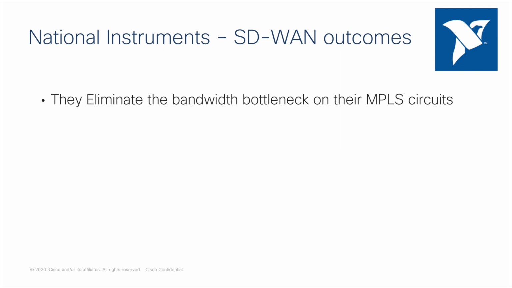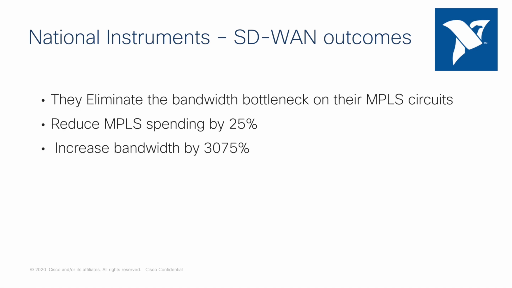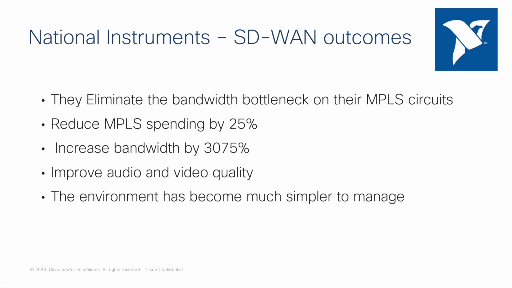National Instruments is still in the middle of its SD-WAN journey, connecting just 36% of worldwide locations. But still, the project has already reduced overall MPLS spending by 25%, a net saving of nearly $450,000 in a single year. And more importantly, for all their users and customers, the solution has increased average bandwidth by an incredible 3,075%. They were able to improve audio and video quality, and the overall environment has become much easier to manage.